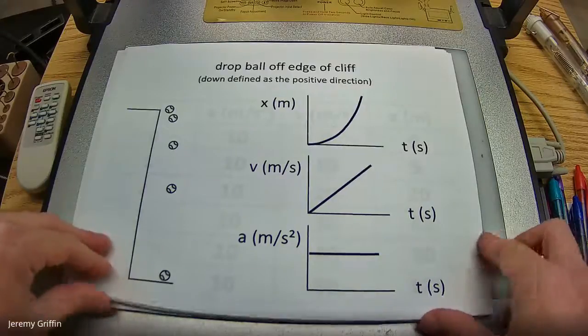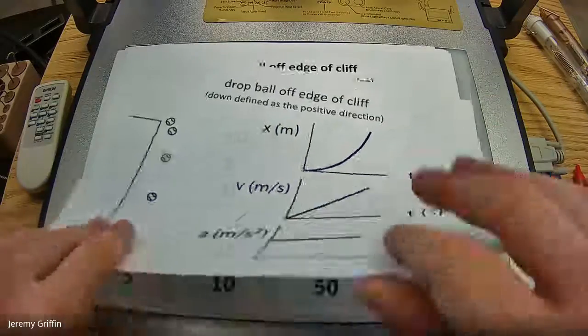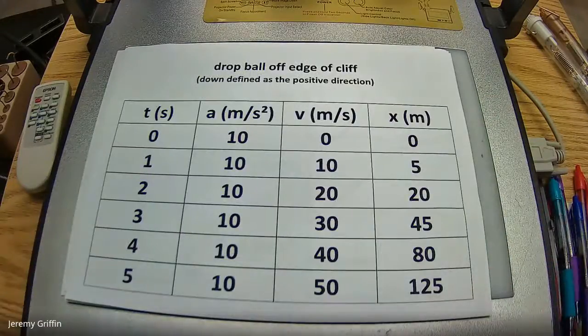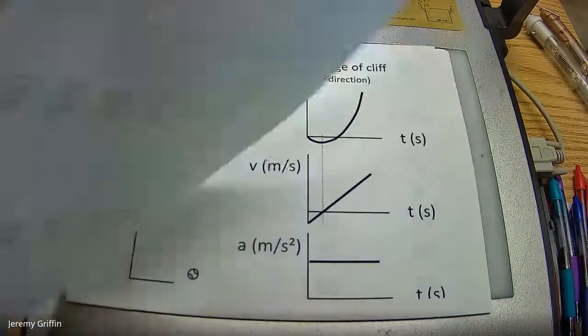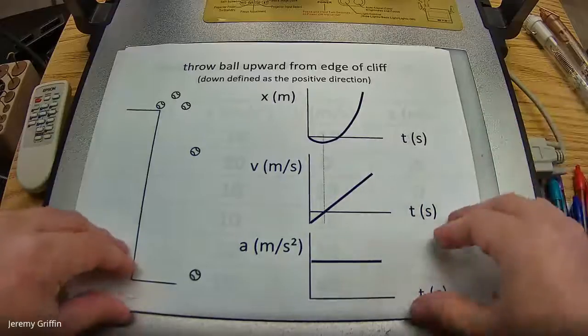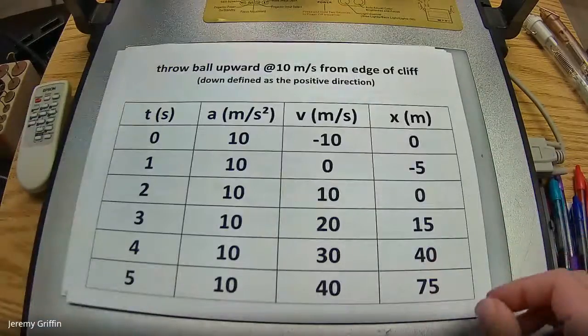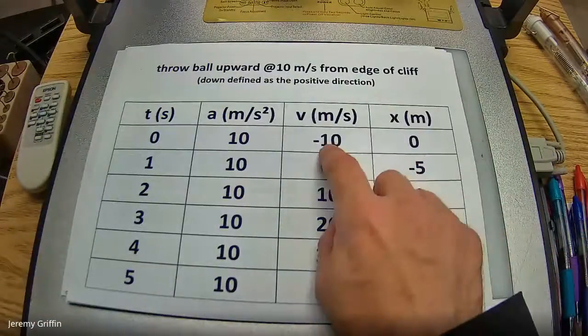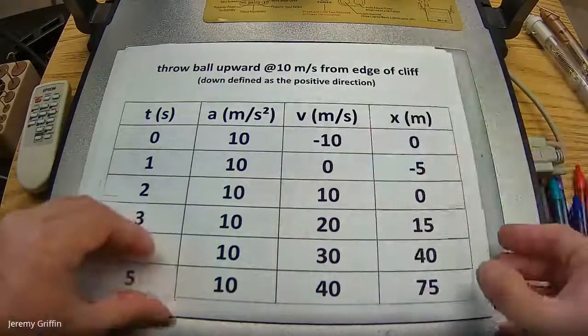We've been dropping balls off cliffs, looking at the graphs. Here's a table of values that goes with dropping a ball off the edge of a cliff. Then we've been throwing balls up, throwing balls down. Here's throwing it upward, the graphs. Here's some possible example numbers. Like if you threw up this fast, then all the numbers would play out that way.